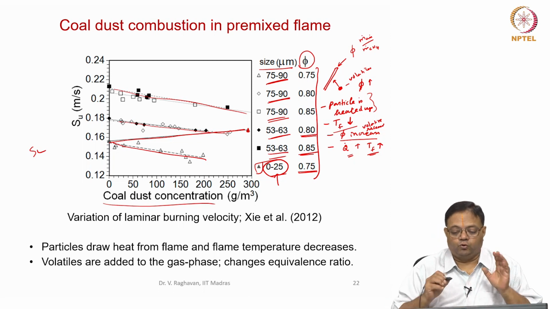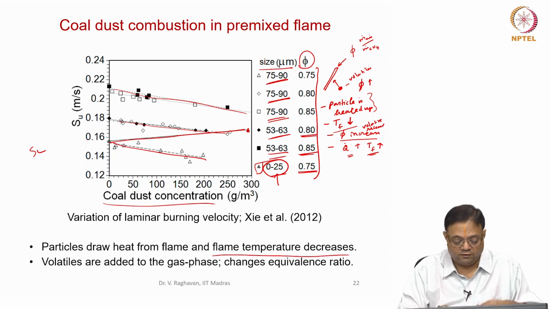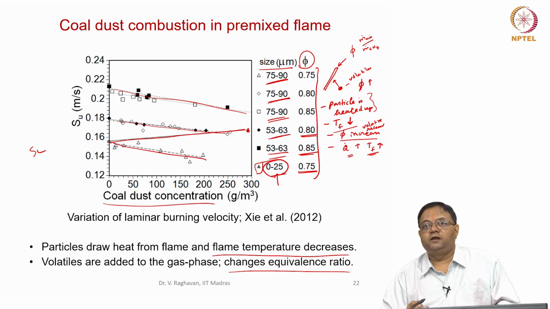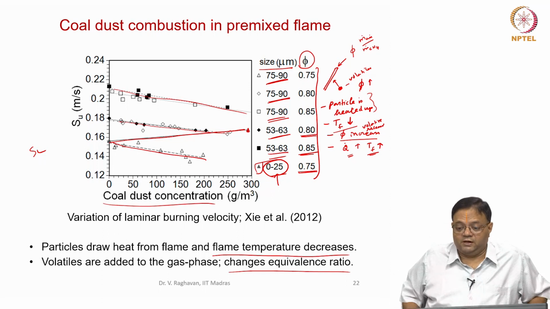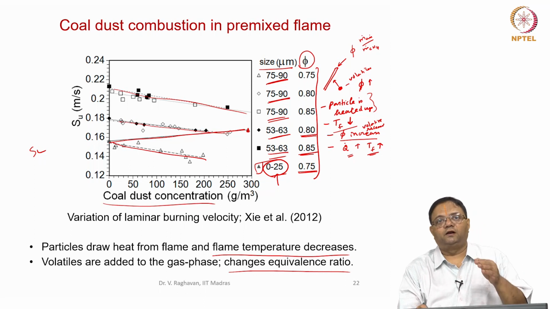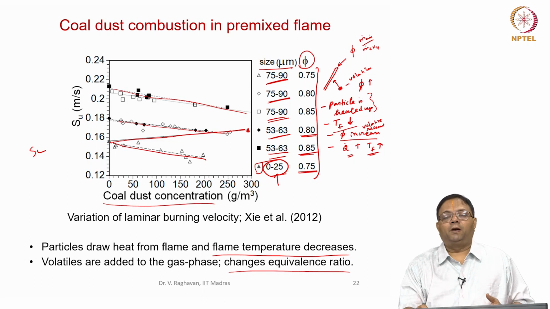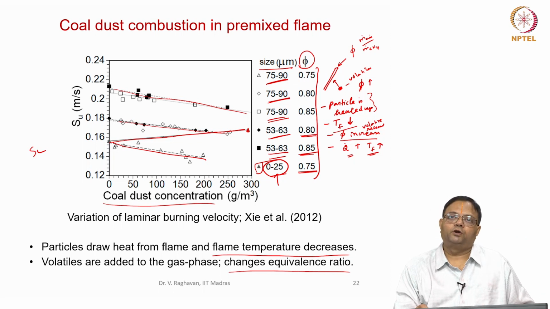Do you understand? So there are two effects: particle sensible heating, where the particle draws heat from the flame and flame temperature decreases. Then volatiles are added to the gas phase, which changes the equivalence ratio. Equivalence ratio is a bit increased, so Q dot will be increased and TF also will be increased. But the combination of these two can be such that, as I told you, for small particles, volatiles are released within the flame zone itself, contributing to an increase in the flame speed. But in the case of bigger particles, the volatiles are released away from the flame zone, not contributing to the increase in the flame speed.